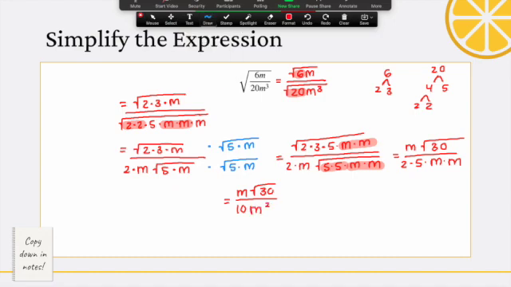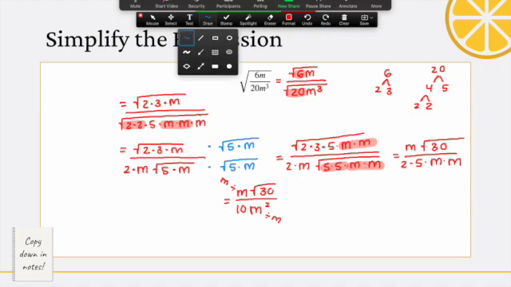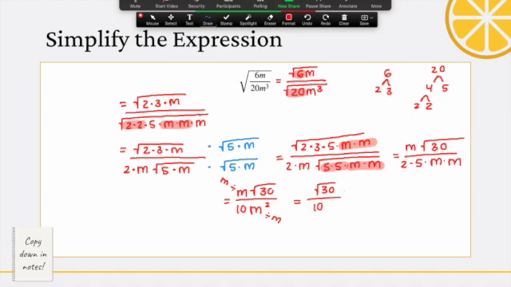Now, on the outside, we still have this fraction here. So if I were to look at this fraction, I could still simplify the m's over here. So if I take out one m from both of them, I divide both of them by m, I'm left with, as my answer, square root of 30 over 10m. And that would be my final answer. Okay.